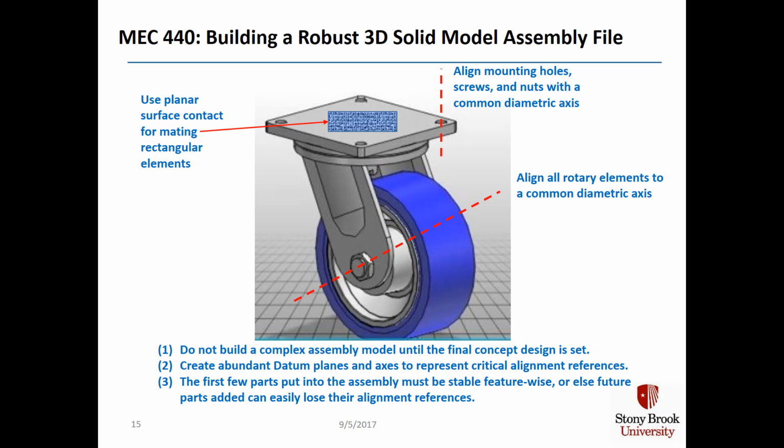And more generally, follow these guidelines when creating your models. Wait to build a complex 3D assembly until you pick your final design concept. Otherwise, you may waste a lot of modeling time. Create abundant datum planes and axes to represent critical alignment references. And make sure the first few parts into the assembly are stable feature-wise. You'll likely reference these parts for your alignment references, and if you delete the first few parts, your future parts may lose their alignment references.